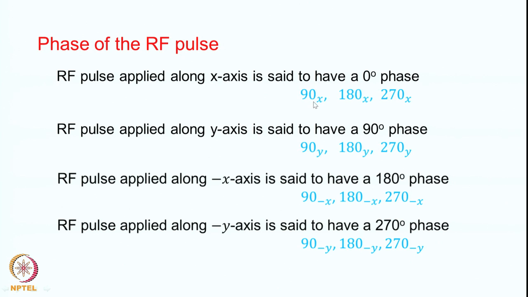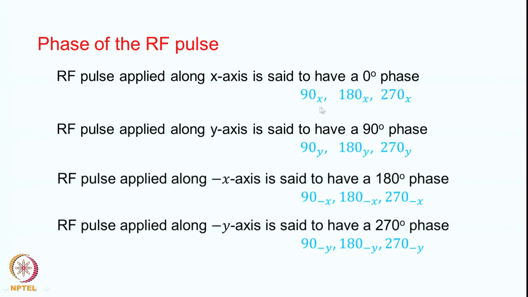A 90 x pulse rotates the magnetization into the minus y axis, a 180 x pulse inverts magnetization from the z axis to the minus z axis, and the 270 degree x pulse rotates the z magnetization into the y axis. So it becomes important to define along which axis the pulse is applied. Essentially this is the phase of the RF, and depending upon that we call the pulse a 90 x pulse or a 180 x pulse or a 270 x pulse.